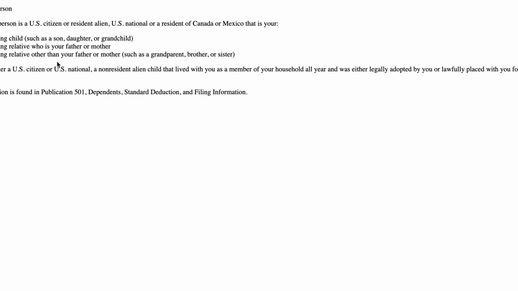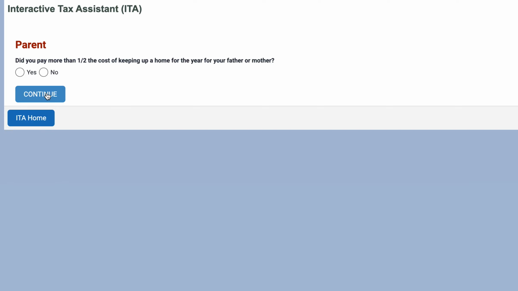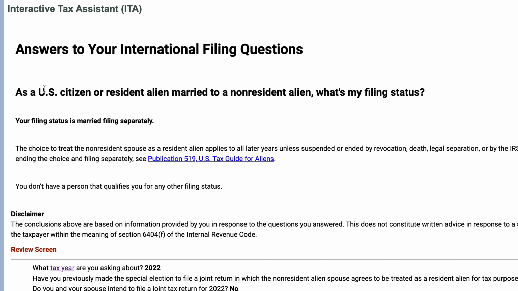Basically, if you've adopted a child or if you have a child that's lived with you, that person must be a U.S. citizen, a resident alien, a U.S. national, or a resident of Canada or Mexico. However, you can have a non-resident child meet that criteria. So let's say no. Did you pay more than 1/2 the cost for keeping up a home for your mother or father? So in this case, you would be married filing separately.